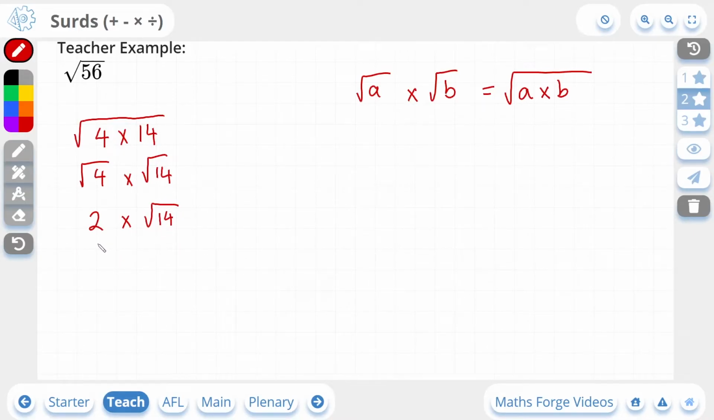So now, how do we actually simplify 2 times root 14? Well, just like algebra, when you're multiplying a whole number to a square root, you just bring them together next to each other like this, and this is fully simplified. So this should be our final answer, 2 root 14, and if we check our answer, there it is.